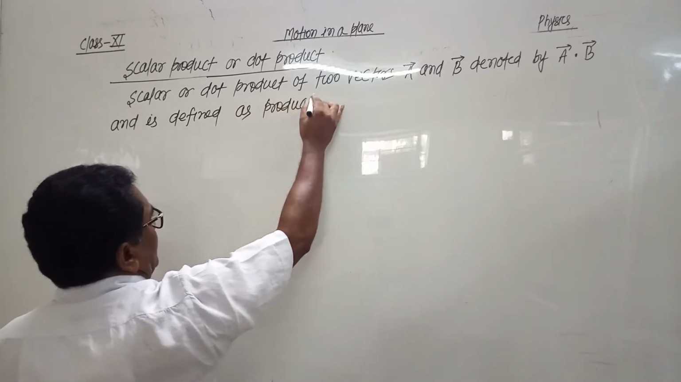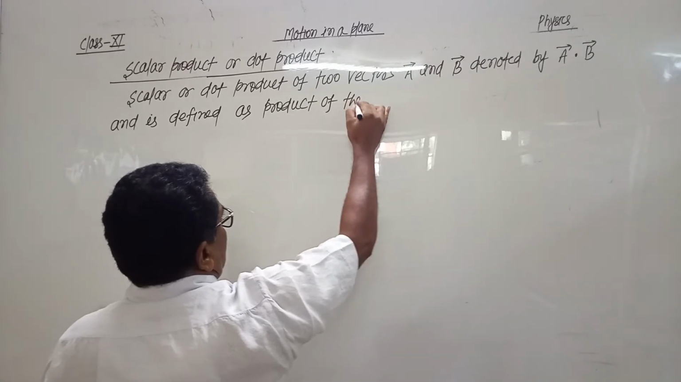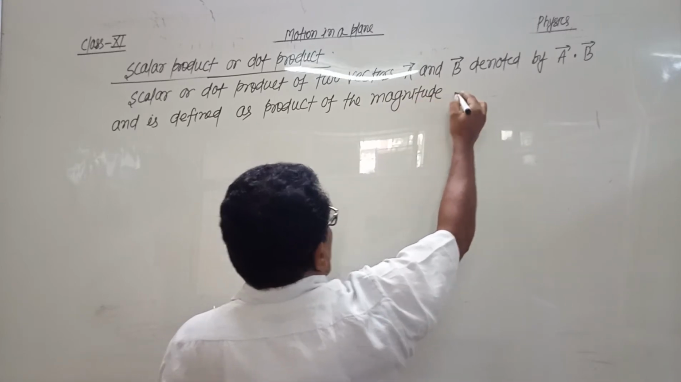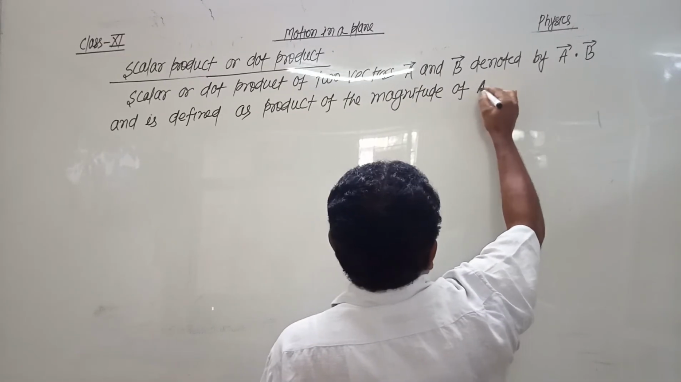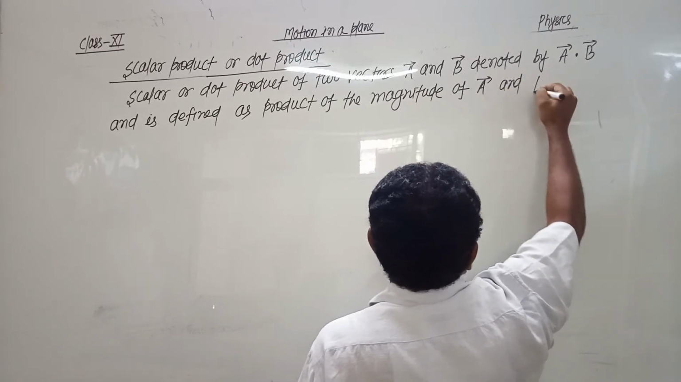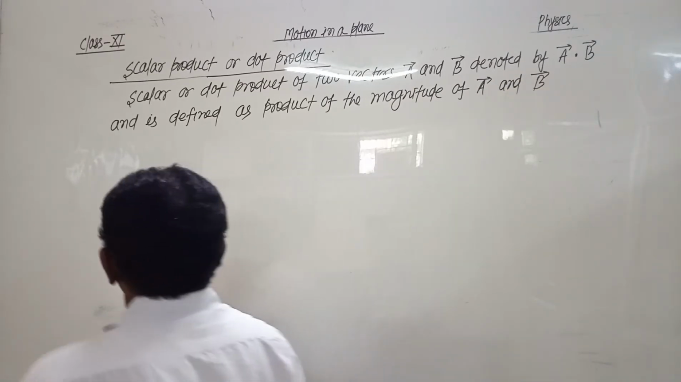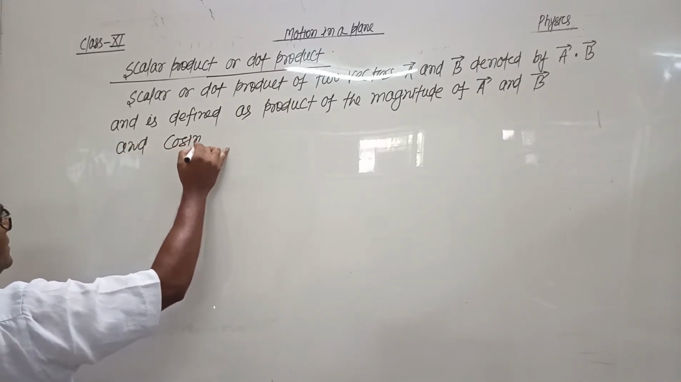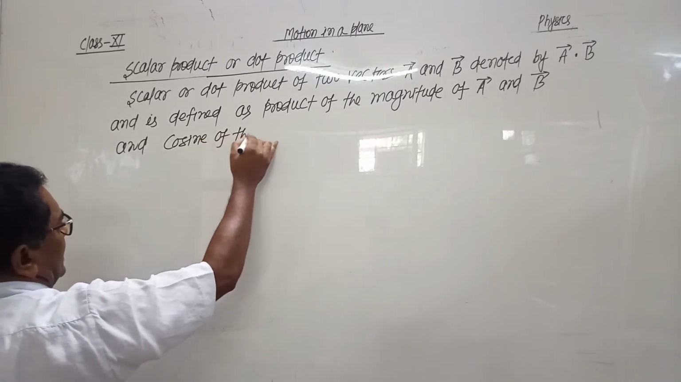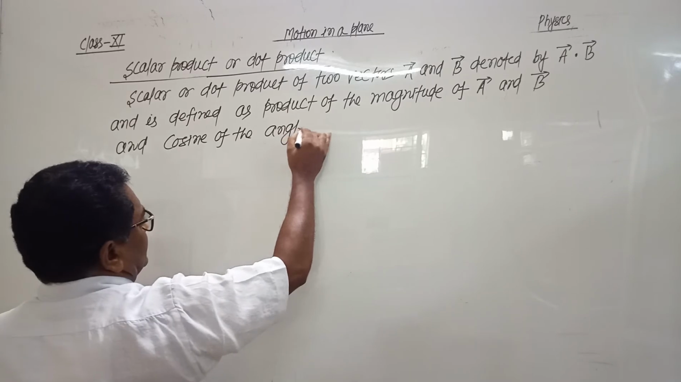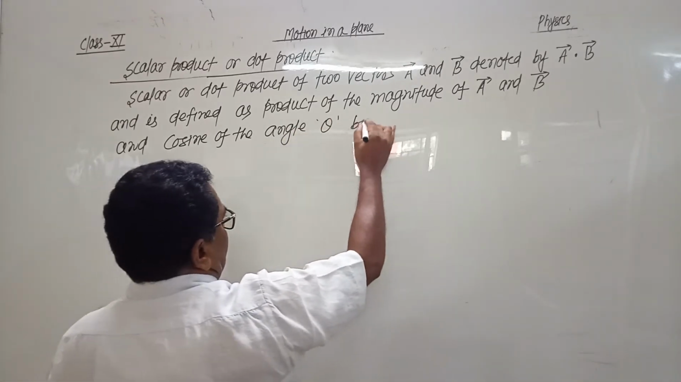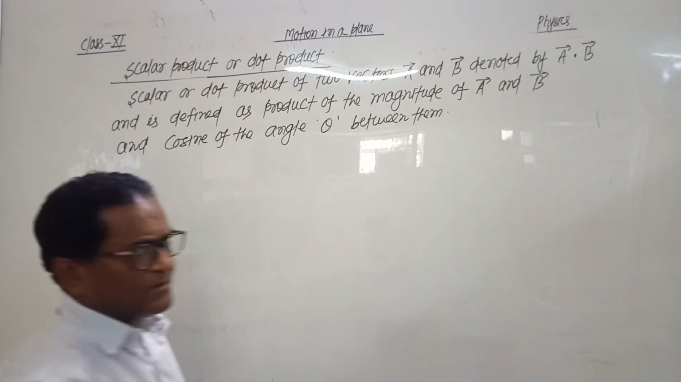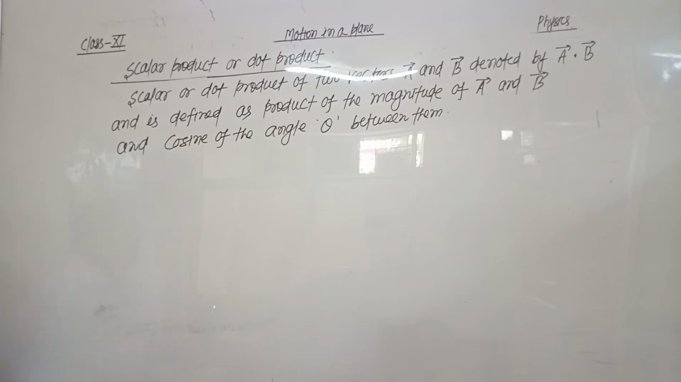the product of the magnitudes of vector A and vector B and the cosine of the angle theta between them. This is the definition of a scalar product or dot product.